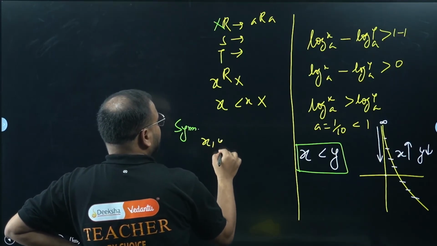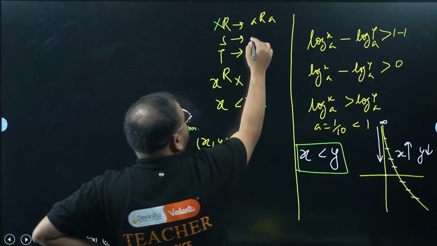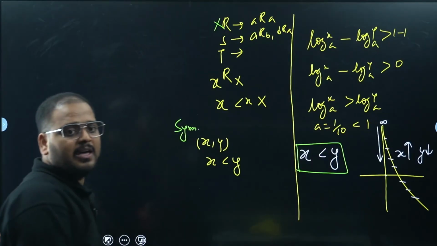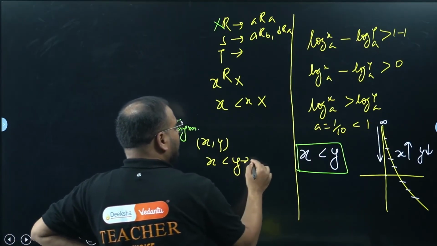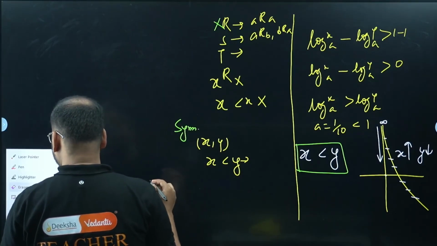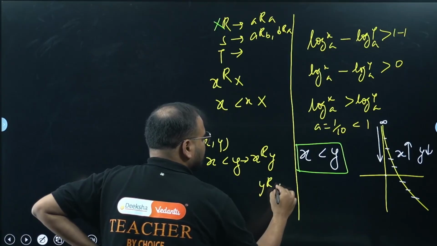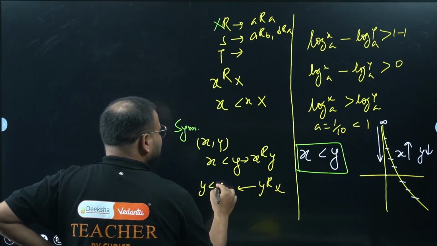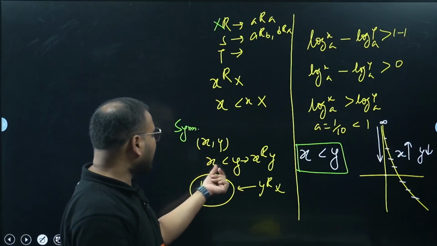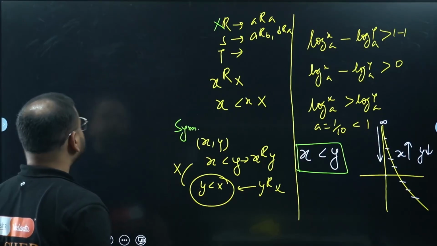If I have a combination x y, where x is less than y, this is my aRb and bRa. I hope you know by now aRb and bRa. So if x is less than y, this is for xRy. Then for yRx, what will happen? This will become y less than x. And how is this true? The same number cannot be greater and less than the other number. X is less than y, then how is x greater than y? So this is not true. So symmetric is not possible.